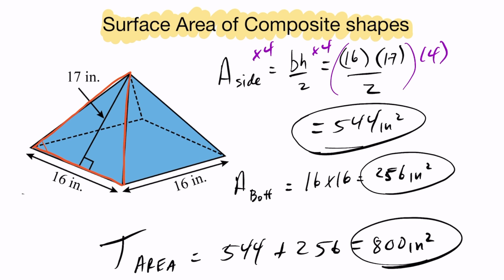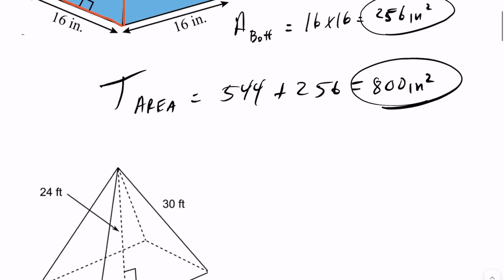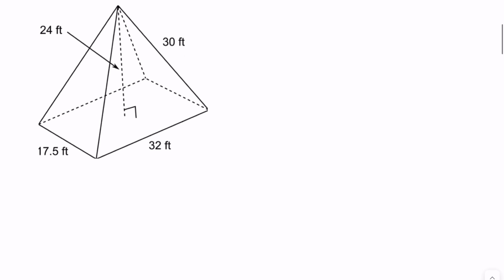Let's take a look at another slight variation on this problem. Let's take a look at a very similar question. However, in this example, they've given us the height of the pyramid instead. So we do not have the slant height. I do not have the slant height here. So let's see how we would do that.